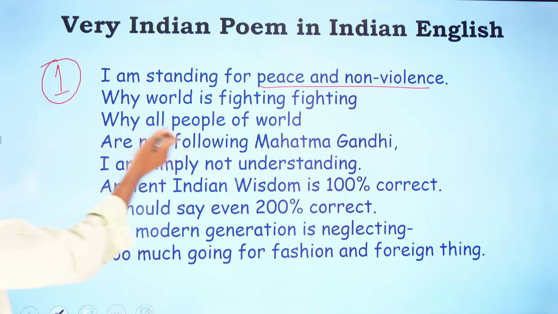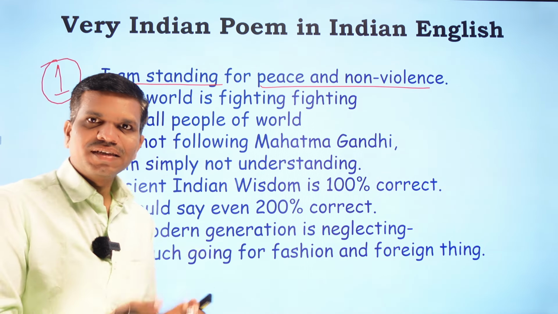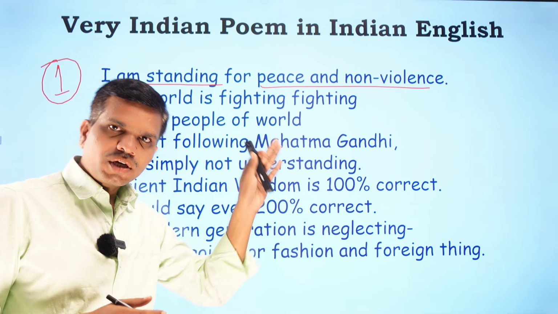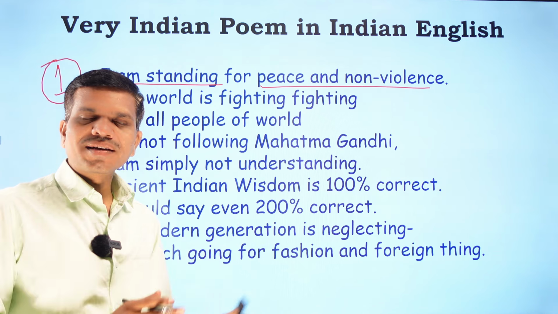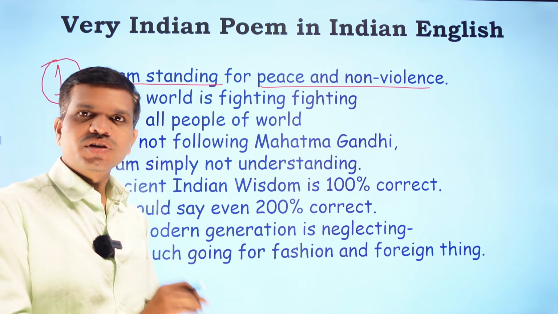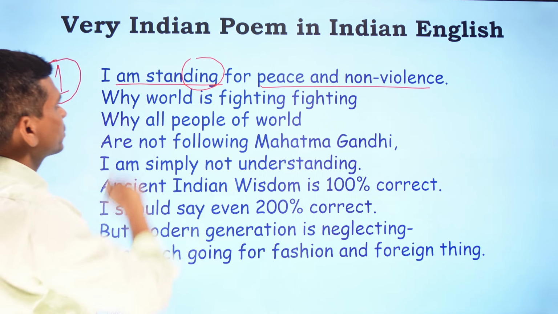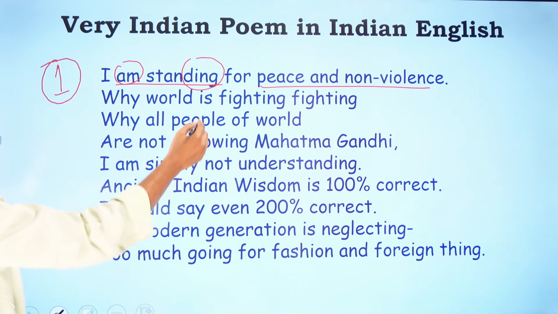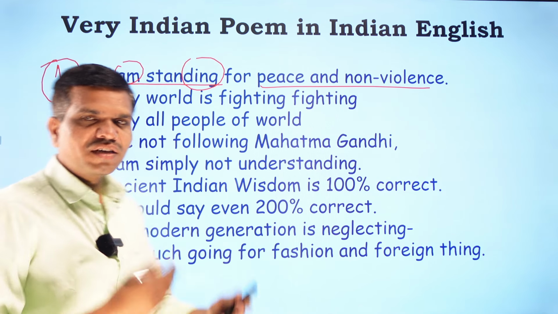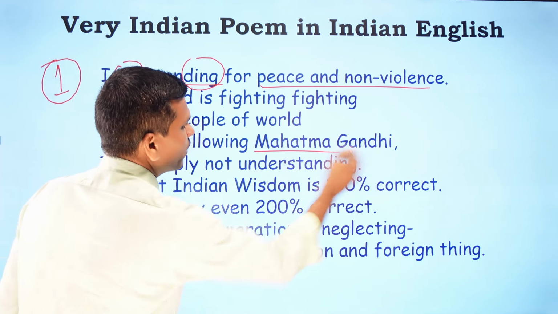Now here very first line we see that I am standing. Now this present continuous tense you will find used throughout the poem. This shows how Indian people tend to use present continuous tense instead of simple present, and hence we find that the present continuous is used here. I am standing for peace and non-violence. Who is standing for peace and non-violence? Mahatma Gandhi. Directly he is referring to Mahatma Gandhi.